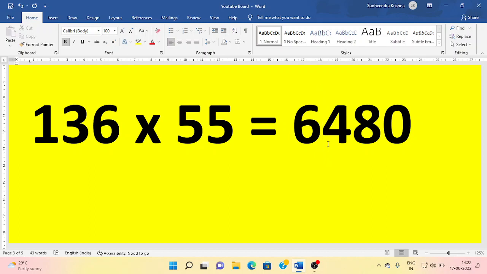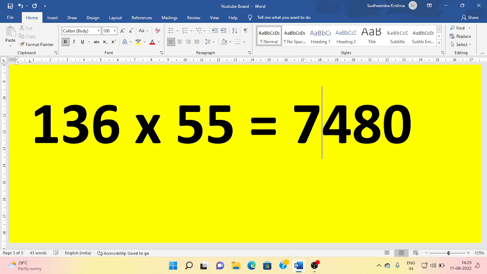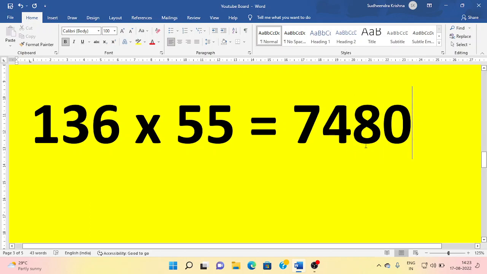So already on the left side of the digit 4, I have 6. 6 plus 1 carryover will give me 7. So this is the required answer. So 136 into 55 is equal to 7480. So this is how you multiply even numbers with 55.